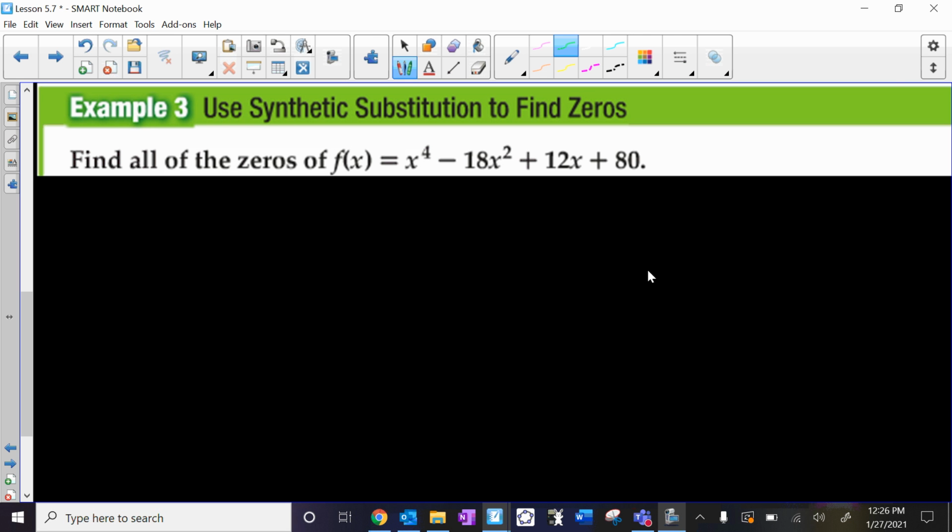We're going to look at another example of finding all the zeros of this polynomial function. And for this lesson, you're going to use some technology to come up with some of your zeros. Since we have a fourth degree polynomial here, we know that there are going to be a total of 4 zeros. Some could be real, some could be imaginary. We're actually going to pull a couple of them from the graph.